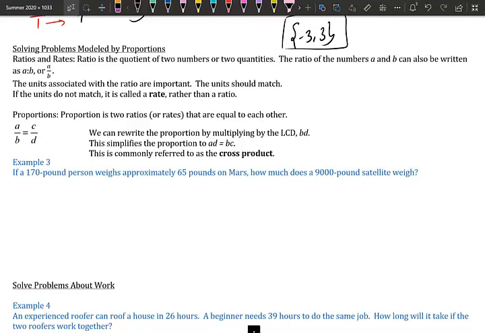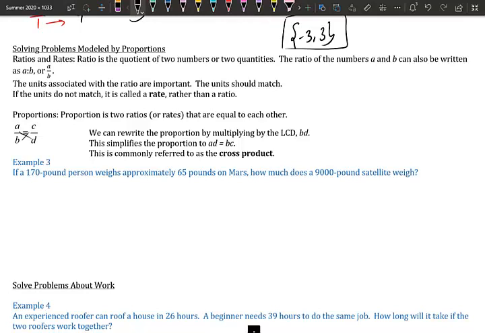So a rate is like miles per hour. That's a rate because the units don't match. A proportion is two ratios or rates that equal each other. So a over b equals c over d. We can rewrite the proportion by multiplying by the LCD, which is bd. This simplifies the proportion to ad equals bc, and this is commonly referred to as the cross product, meaning we cross multiply.